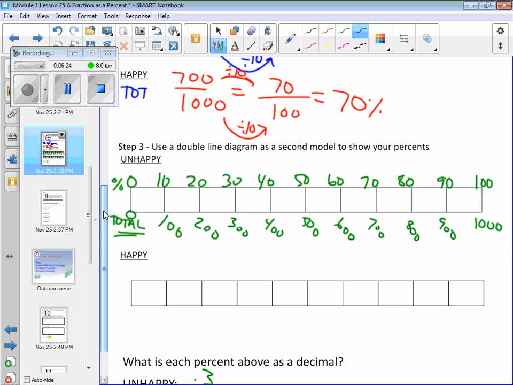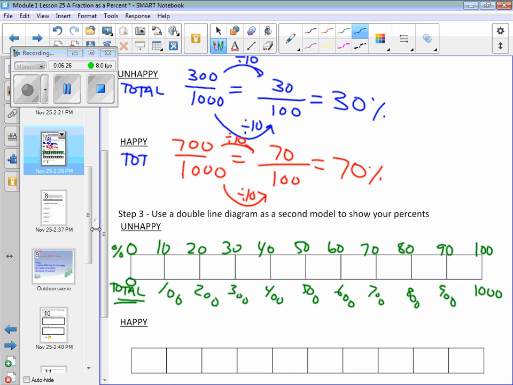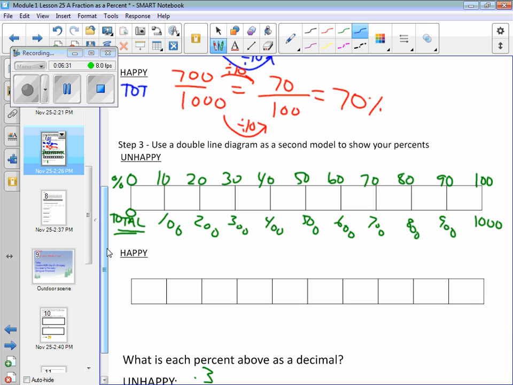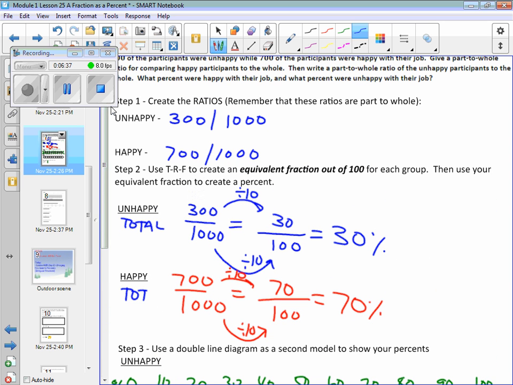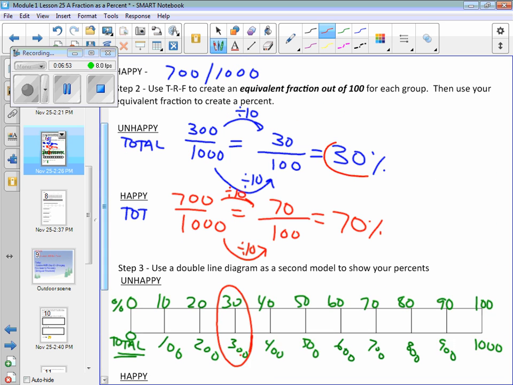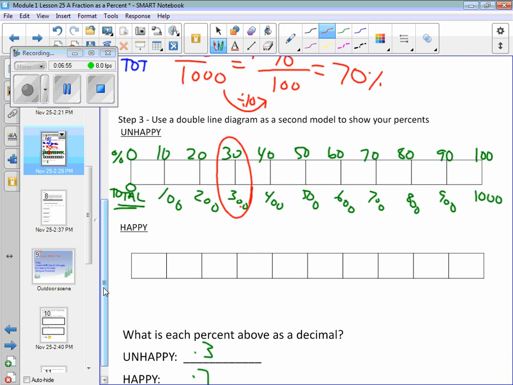Making believe that you never did TRF at all. If you just went from the word problem to the double line diagram, once you've set this up and they're asking for unhappy people, you go to the ratio that you created here for unhappy. There were 300 people. You're trying to figure out what percent that is. If you go down and find 300 people, that's equivalent to 30%, which is what you got in your TRF anyway. This is just showing you a different way.